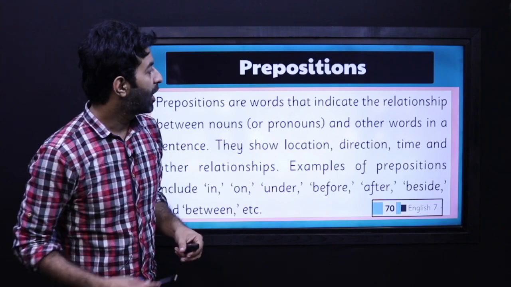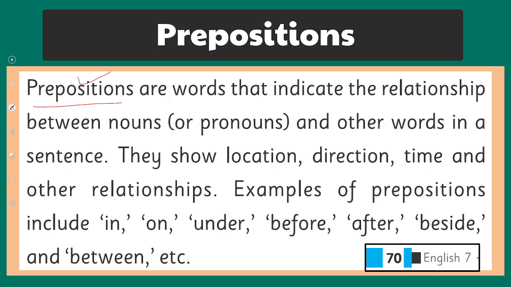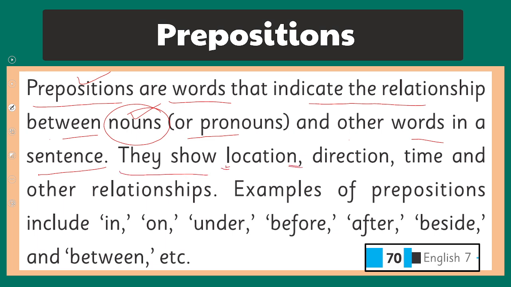All right, let's talk about prepositions. Prepositions are words that indicate the relationship between nouns and/or pronouns and other words in a sentence. So a preposition works as a link. A preposition works with a noun or pronoun and other words, joining them to tell different information about it. They show location, where something is located, direction, time, and other relationships. For example, in, on, under, before, after, beside, and between, etc.